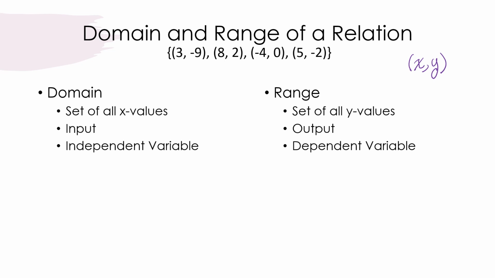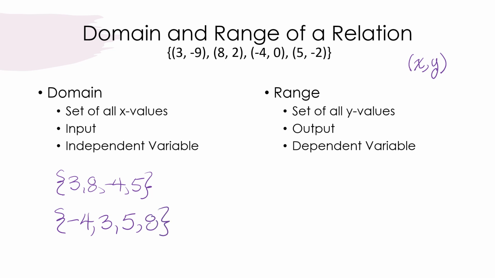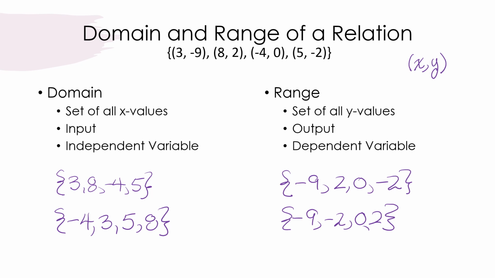If I look at the domain of this relation, my x coordinates are 3, 8, -4, and 5. Your teacher, meaning me, would greatly appreciate it if you wrote these in numeric order. It gives us a common language when we're checking and talking about them. So if I put these in numeric order from least to greatest, I get -4, 3, 5, and 8. My range is all of the y values, and in this case, it's -9, 2, 0, and -2. Again, I would love it if you put these in numerical order from least to greatest: -9, -2, 0, and 2. So there's my domain and my range.